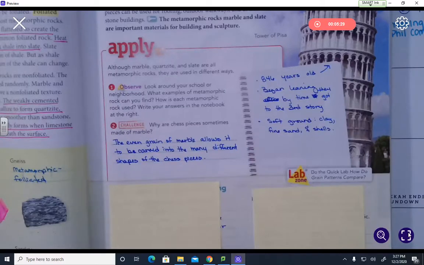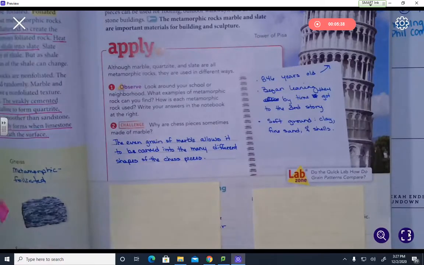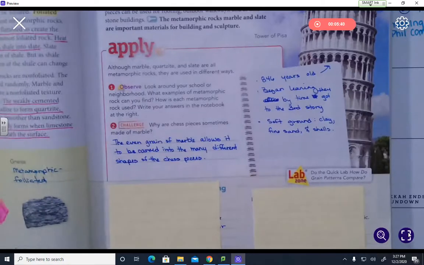But those are the answers to the questions in the book. If you have any questions about an answer that you wrote, if it's correct, or maybe you had something a little different than what I have, you can shoot me a private message on the post and just say, Miss Cup, can you check my answer for the first question or the second question, anything like that, and I can let you know how you did.